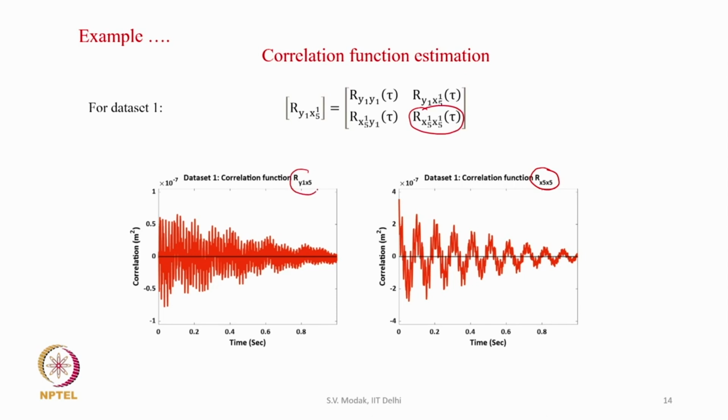This is R y1 x phi. So, that is the cross correlation between the roving sensor signal and the reference sensor signal at location phi, right. So, this is nothing but this element in the correlation matrix.